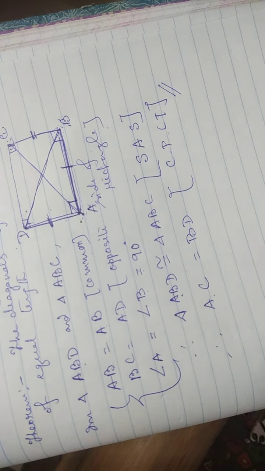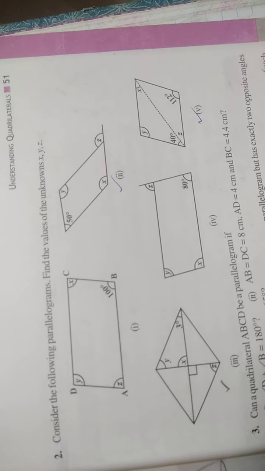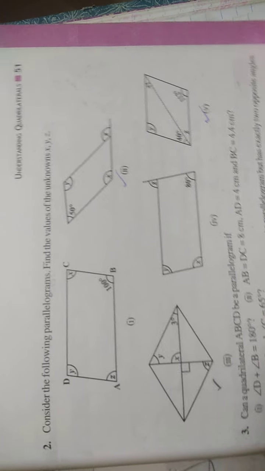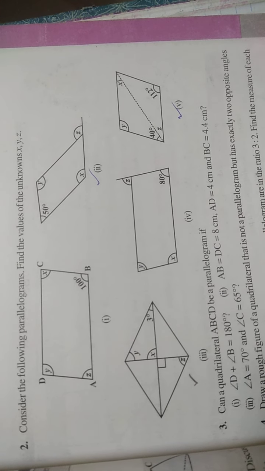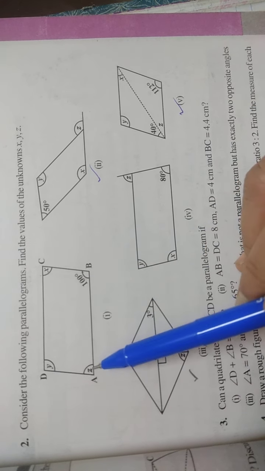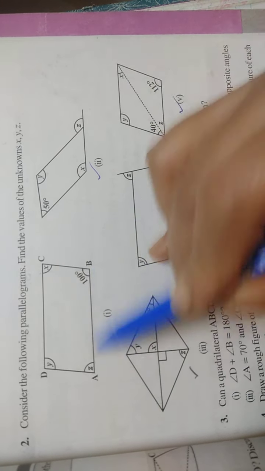Now see this exercise. Here in this exercise you have to apply all the criteria of the quadrilateral. The properties given at the end of this chapter, those properties you have to learn. Okay, see this diagram. Here this angle is given, you have to find the other three angles. So you have to use the properties. So angle B is given, this is a parallelogram.